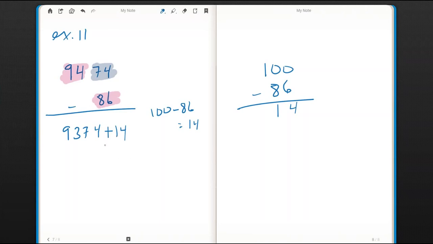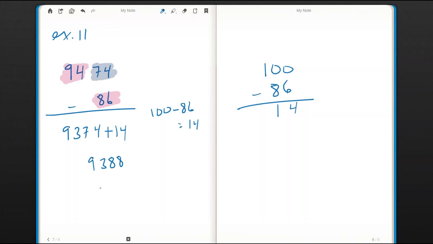So 9,374, add 14, that's easy to do mentally. 9,388. Again, how much they can keep in their head will depend on how long they've practiced. It doesn't hurt even this way.